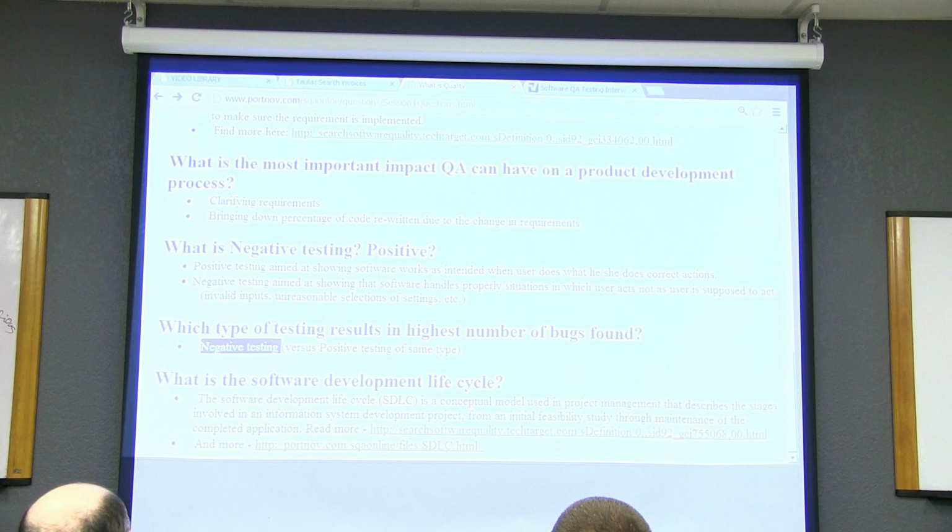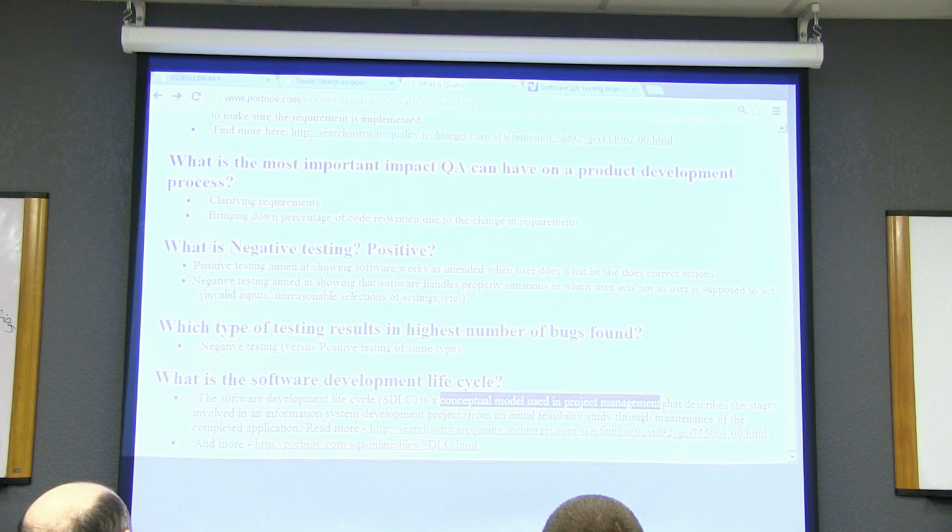Software development life cycle. I like that one. Conceptual model used in project management. Guys, the whole thing is created for project management purpose. You know why? Because when they split everything in stages, now it's easier to manage. Now you have deliverables, you have schedule, you have resources. So now you understand what you are doing as a manager. You are managing. Conceptual model used in project management that describes the stages involved. Stages is something which is easy to manage.